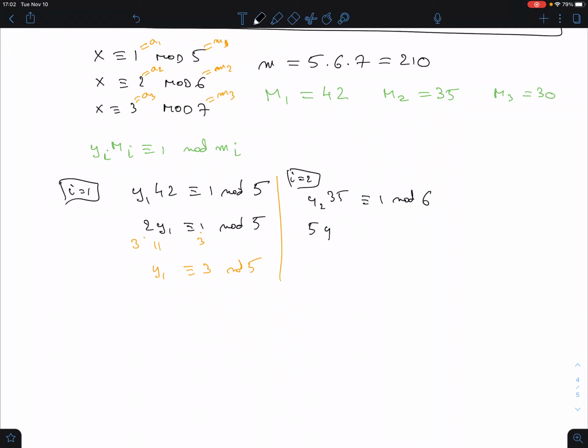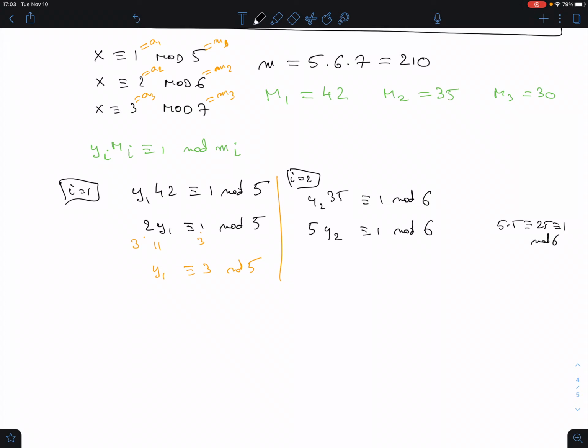So I write it now in front: 5 times y2 mod 6. So what's the inverse here? Now 6, again, is only 0, 1, 2, 3, 4, and 5. 0 and 1 we know are never going to be inverses. So 2 times 5, 10. No. 3 times 5 is 15. No. 4 times 5, 20. No. 5 times 5 is 25, which is equivalent to 1 mod 6.